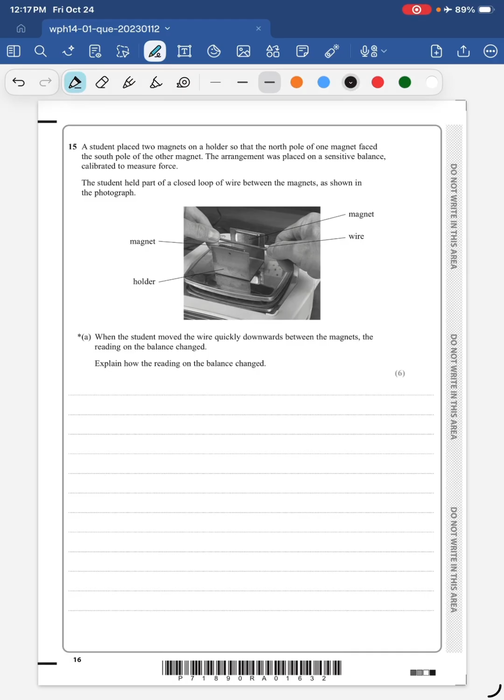A student placed 2 magnets on a holder so that the north pole of one magnet faced the south pole of the other magnet. The arrangement was placed on a sensitive balance calibrated to measure force. The student held part of a closed loop of wire between the magnets as shown in the photograph. When the student moved the wire quickly downwards between the magnets, the reading on the balance changed. Explain how the reading on the balance changed. So this is a long writing problem, specified by this asterisk over here, which means long writing.